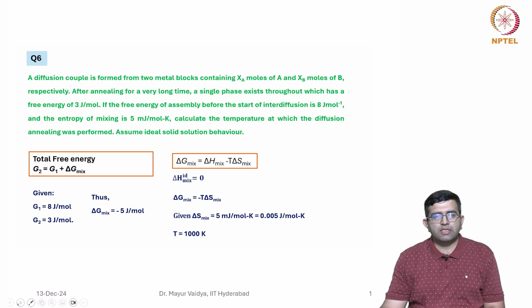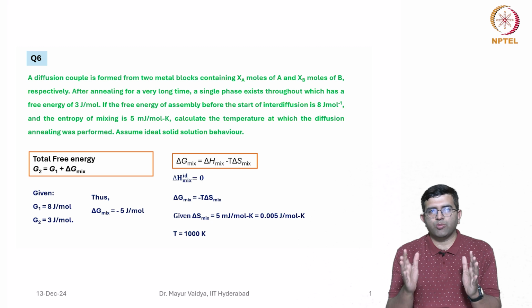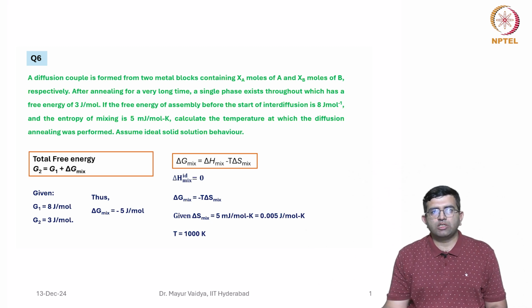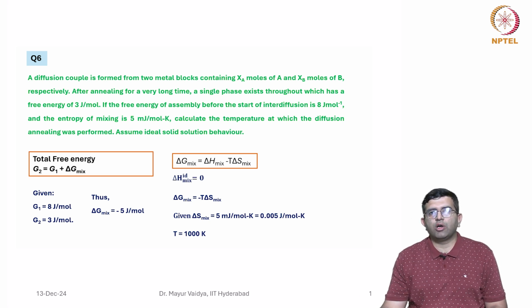Now, let us see how we approach this. So, the total free energy after the diffusion annealing is written as G2 is equal to G1 plus delta G mix. That means, after the solid solution has formed completely, this is the total free energy, which is G1, the initial free energy, plus delta G mix. Now, what is given to us? That before the start the assembly is 8 joule per mole, and G2 is equal to 3 joule per mole.